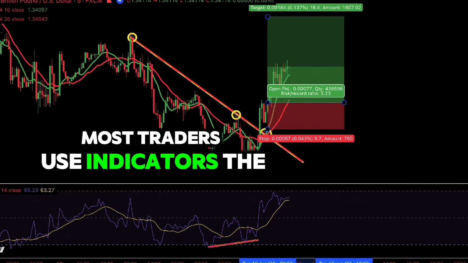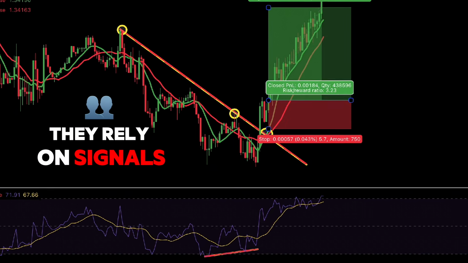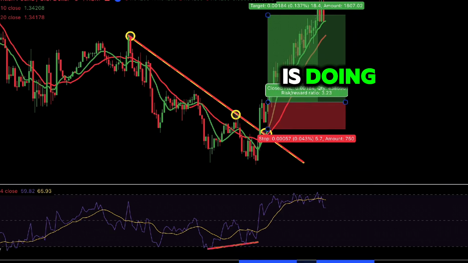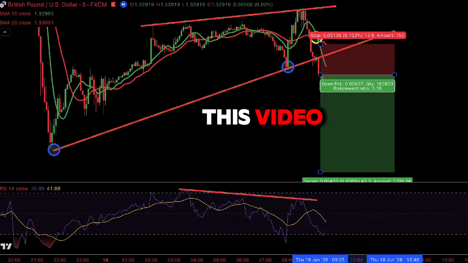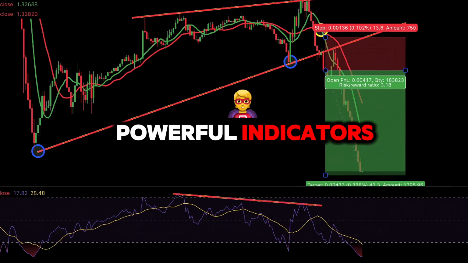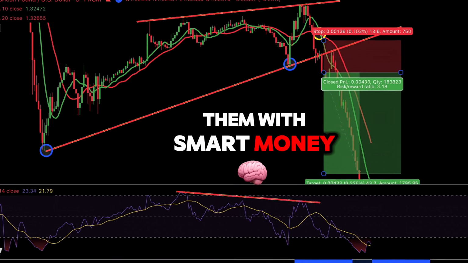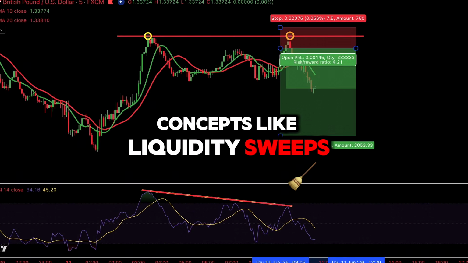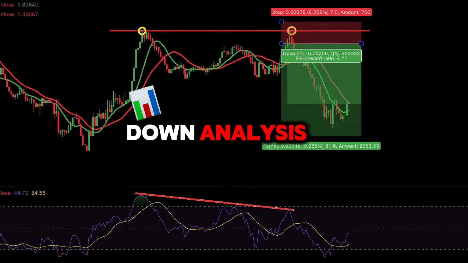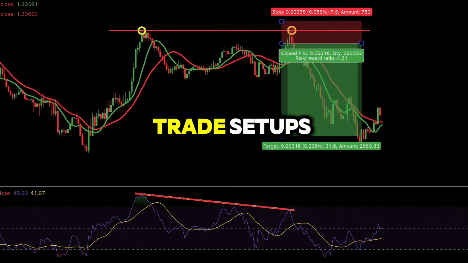Most traders use indicators the wrong way. They rely on signals without understanding what smart money is doing behind the scenes. In this video, I'll show you 3 powerful indicators and how to combine them with smart money concepts like liquidity sweeps, key levels, and top-down analysis to find high-probability trade setups.